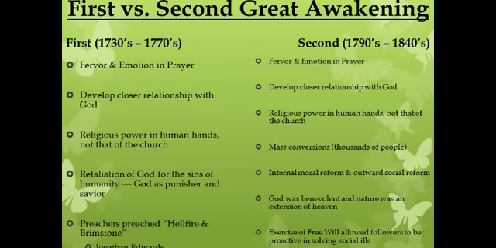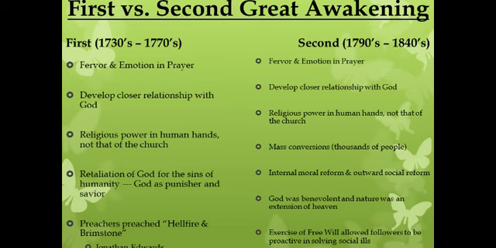There's a lot of internal moral reform, which is shared by the First Great Awakening, but now you have the addition of outward social reform. You have to take your conversion and manifest it outward, actually do something with it in the larger society. God was benevolent, and nature was an extension of heaven. Now that idea ties right in line with manifest destiny. The idea that we were connected to nature ties into transcendentalism.